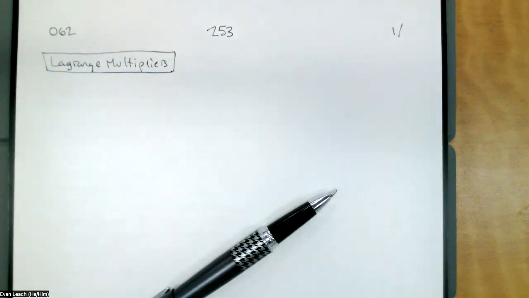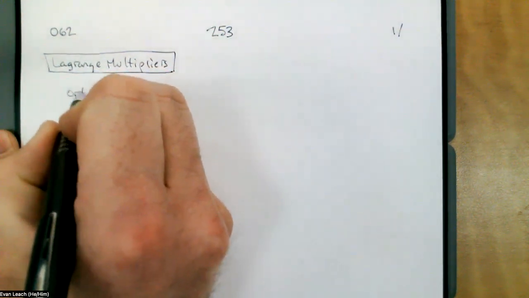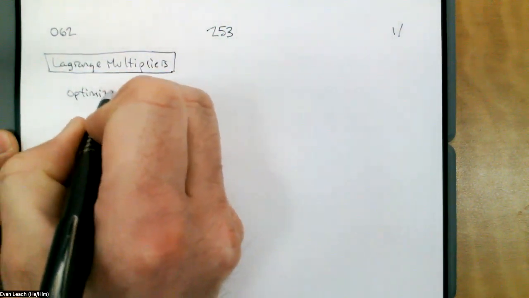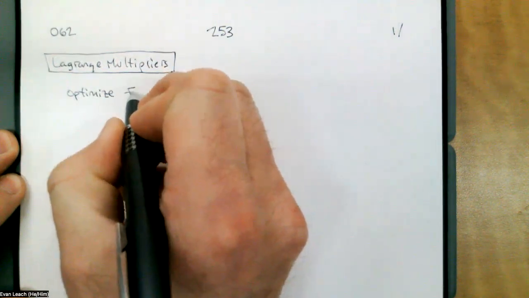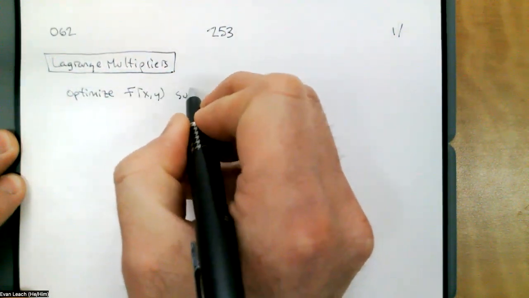Today we want to talk about Lagrange multipliers, and we introduced the idea of this problem last time. The goal is to optimize a function subject to a constraint.